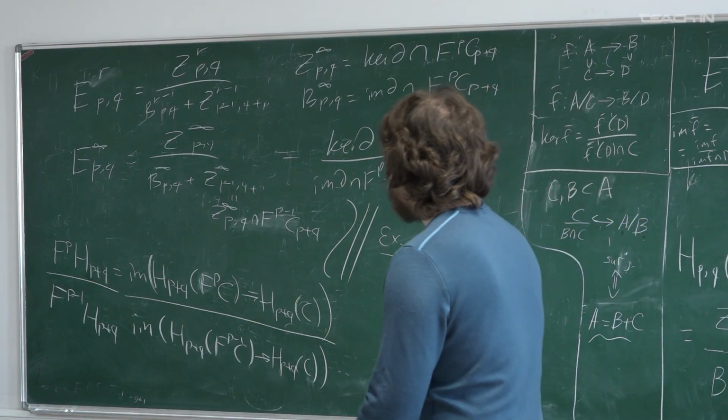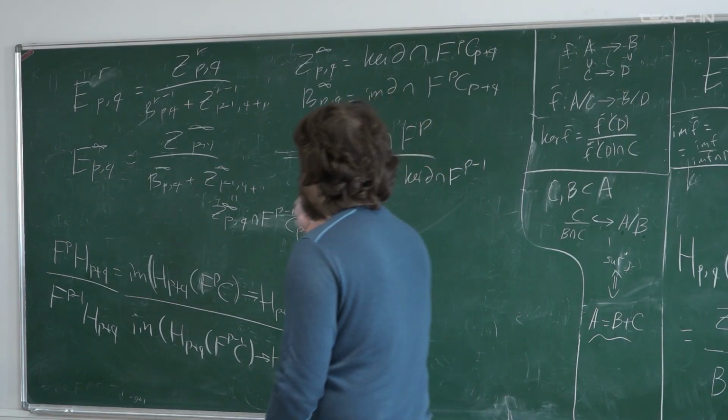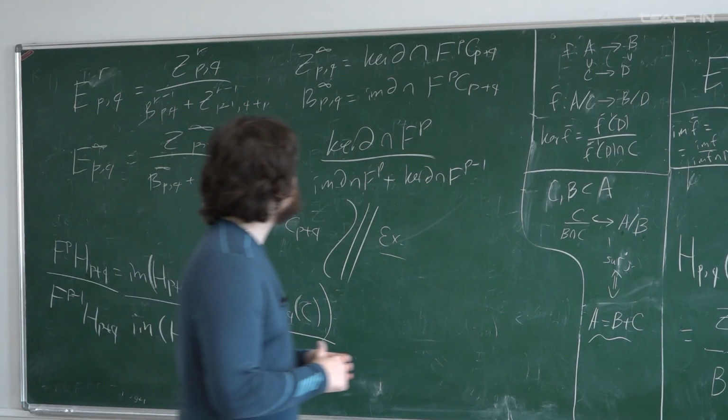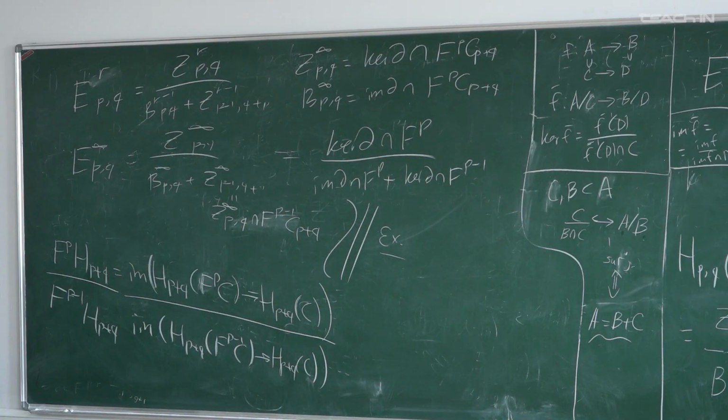Now it's relatively easy. Direct check. So, okay, we have that the infinite page is the quotient of these homologies. Check this, if it's not obvious. Okay, that's all. It's the construction of the spectral sequence of a filtered chain complex.